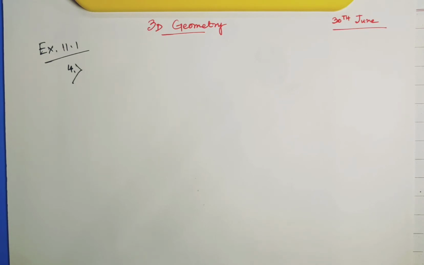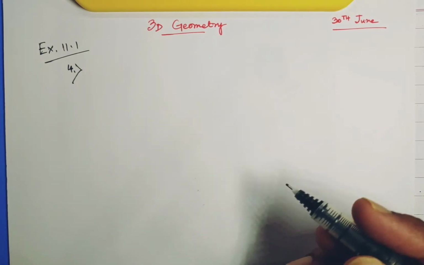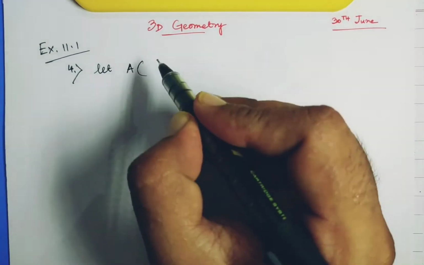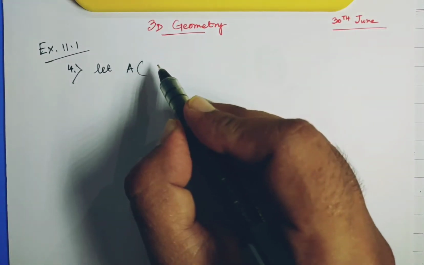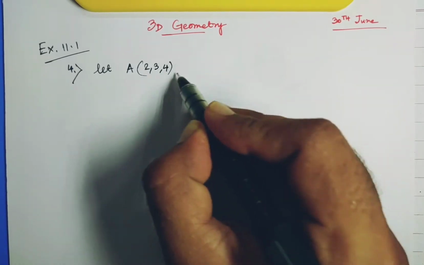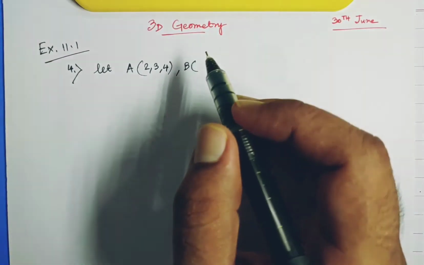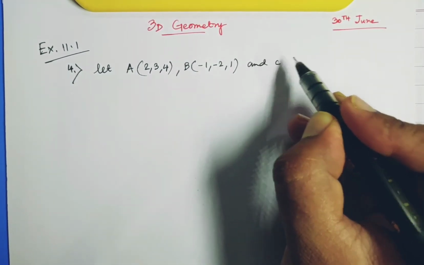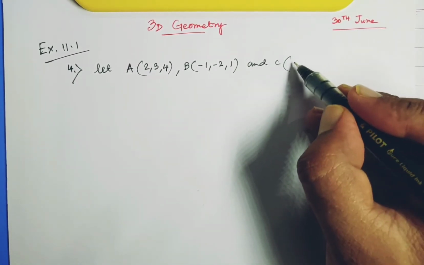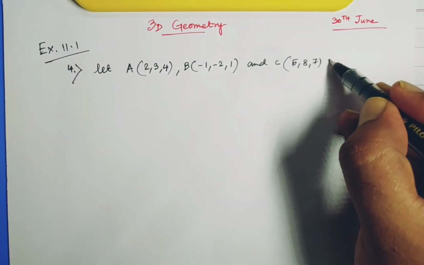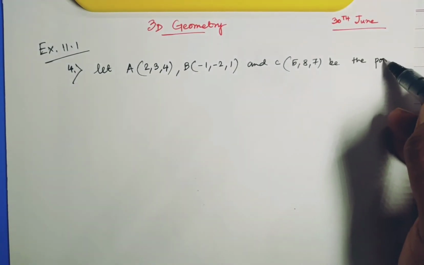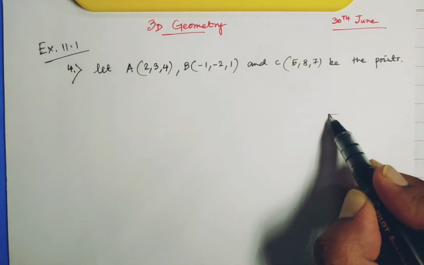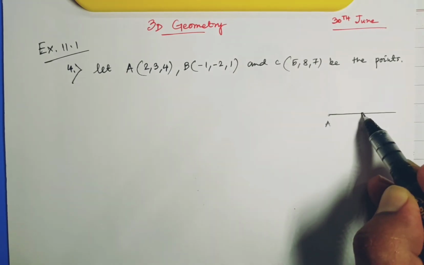So first thing, let's give the points a name. Let A be 2, 3, 4, B be minus 1, minus 2, 1, and C be 5, 8, 7 be the points. So these 3 points we have A, B, C. We have to prove that they are collinear.